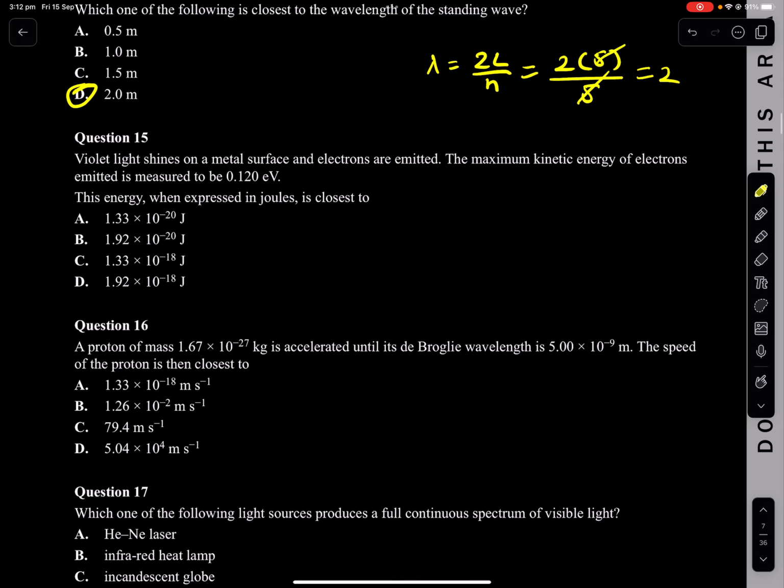Perfect. 15. Violet light shines on a metal surface and electrons are emitted. The maximum kinetic energy of the electrons emitted is measured to be this. The energy when expressed in joules is what? Okay, so it's easy. 0.120 times 1.6 times 10 to the negative 19, which is 1.92 times 10 to the negative 20. So choose B as your answer.